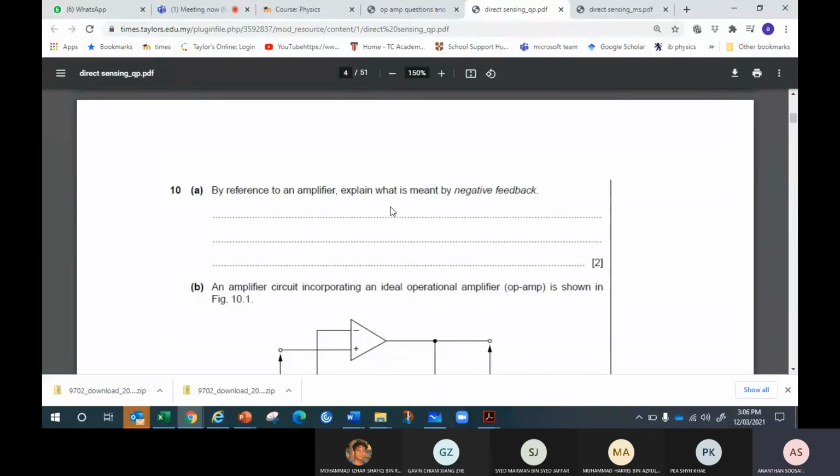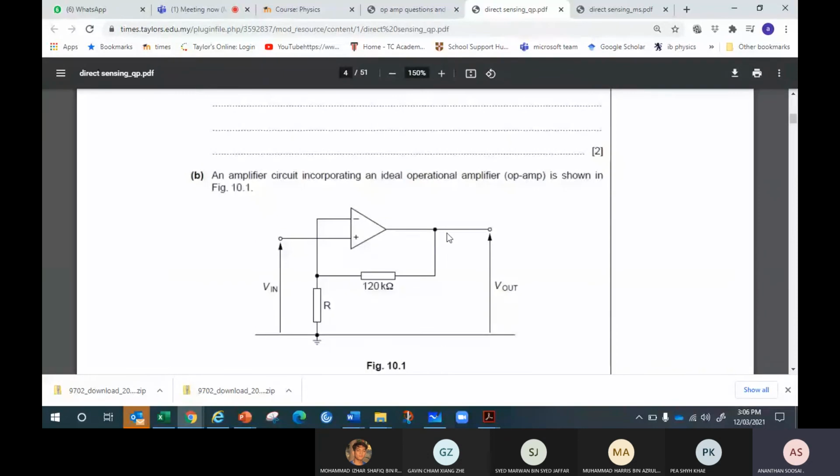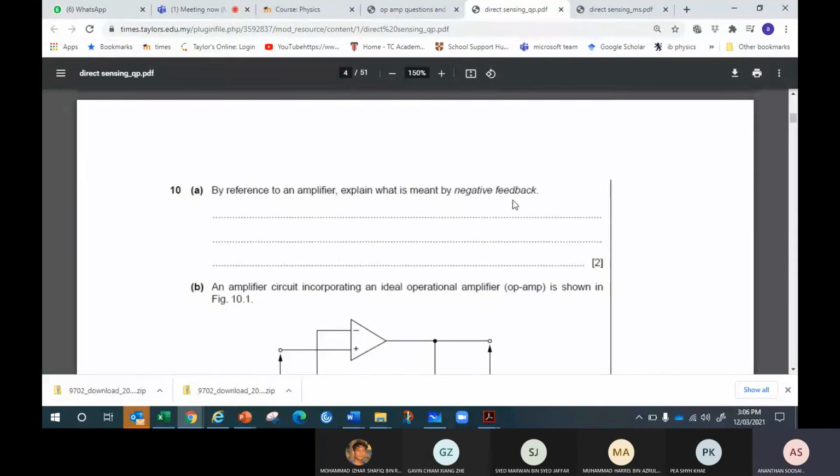By reference to the amplifier, explain what is meant by negative feedback. What is negative feedback? 2 marks. A fraction or all of the output voltage is channelled back into the inverting input. That is negative feedback. So remember the definitions. What is meant by feedback? What is meant by negative feedback? What is meant by virtual earth? Those are the terms they will ask in the exam.